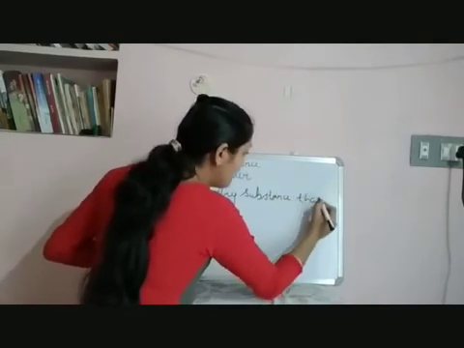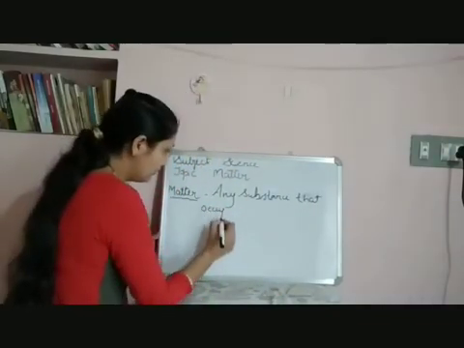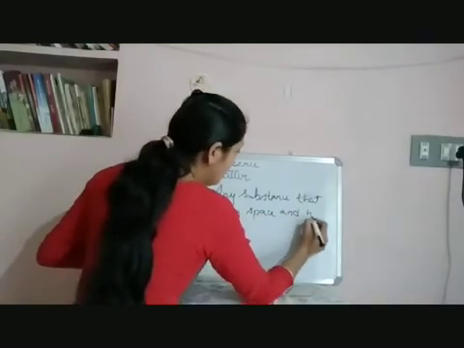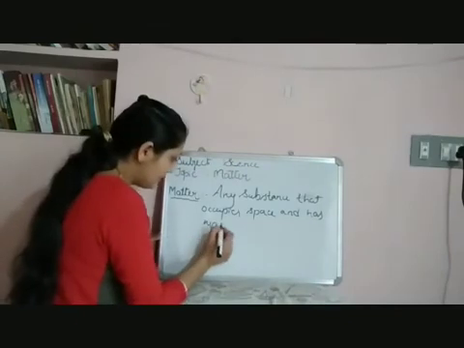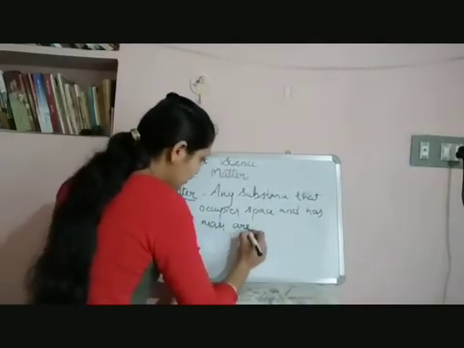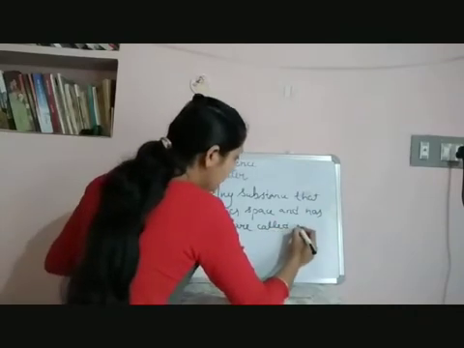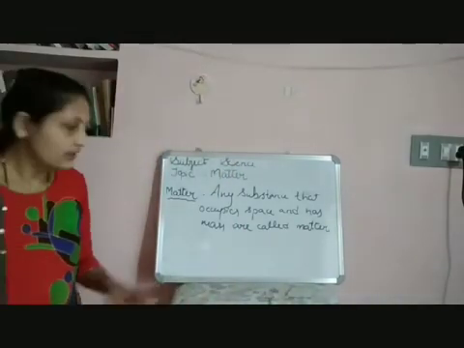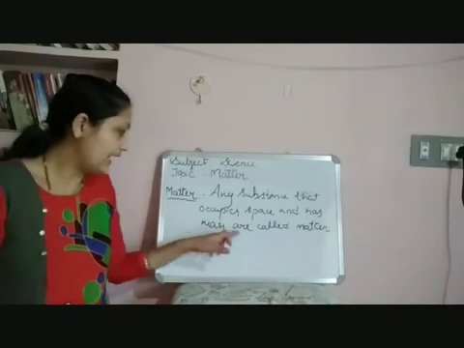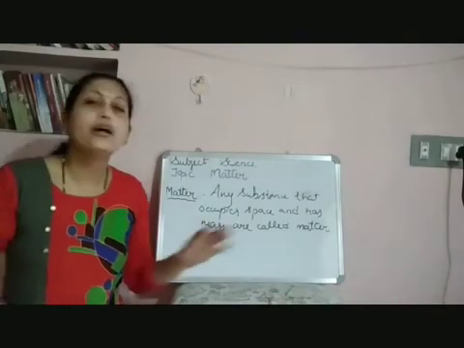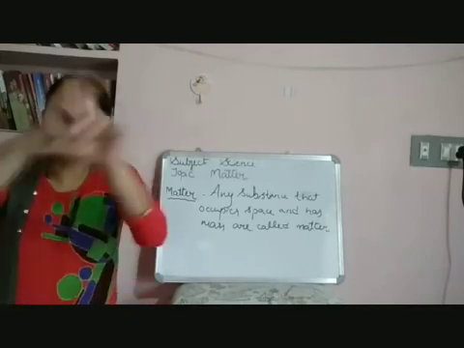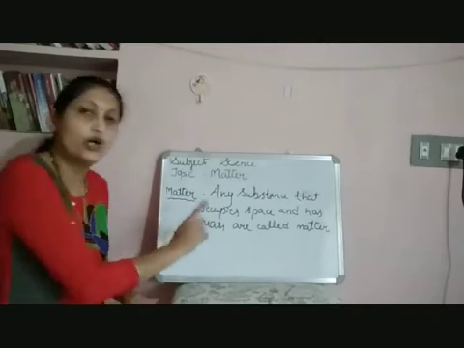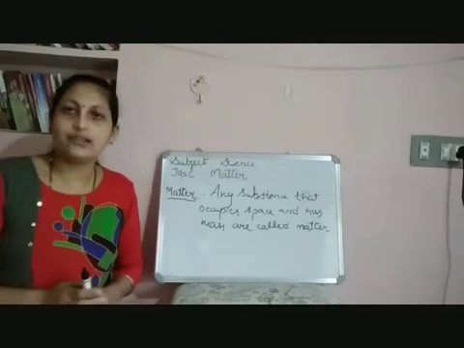that occupies space and has mass means weight. So any substance that occupies space and has mass is called matter. Any substance that you see around you is made up of matter. They occupy space and they have their own mass or weight. Such objects are called matter.